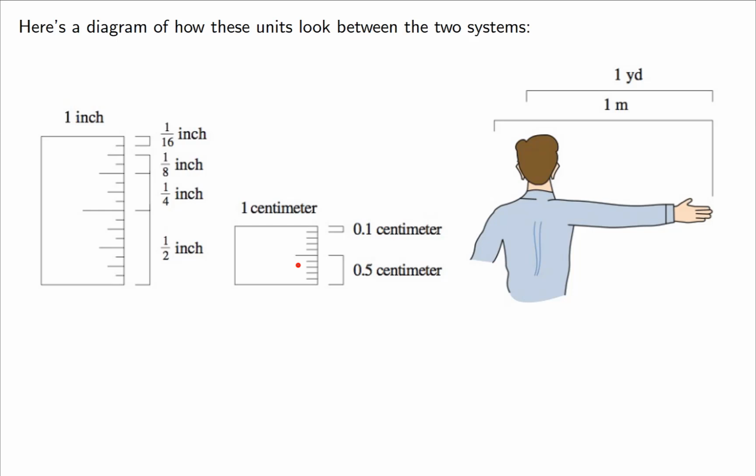Just to give you a feel for the difference between these, a yard is roughly from where your ear is to your fingertips, and a meter is about where your shoulder is to your fingertips. A meter is just a little bit longer than a yard. It's about 3 inches longer or so.